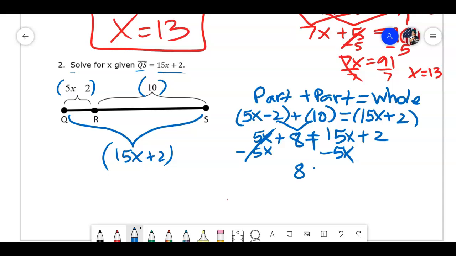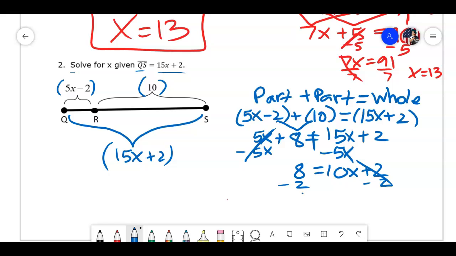We bring down 8 equals 15 minus 5, 10x, and then we bring down the plus 2. Once again, we find ourselves at a two-step problem. You got to be like pros at two-step problems. You get rid of the loner and you divide. What's the loner here? 8 looks like it, but you think of the side with x. So x is on the right side. On the right side, what's the loner? 2. So let's get rid of that positive 2 by subtracting 2. Okay.